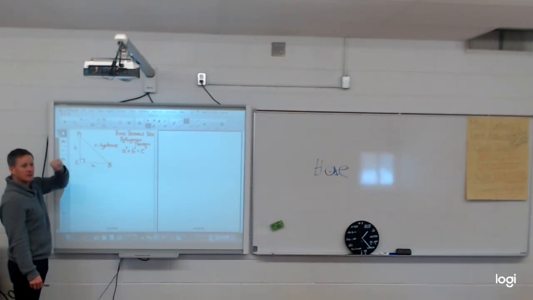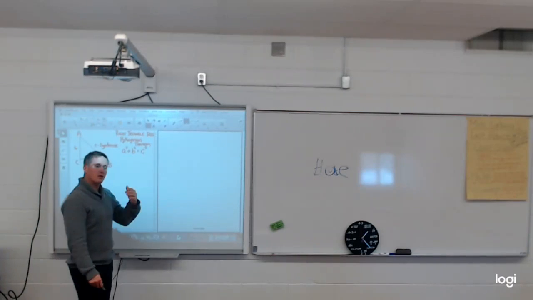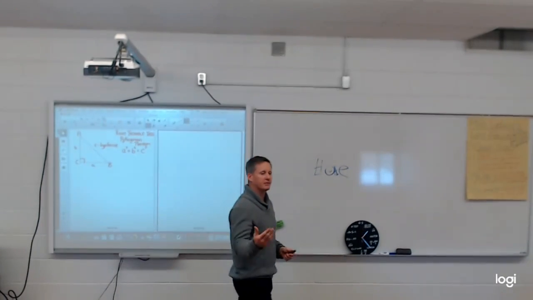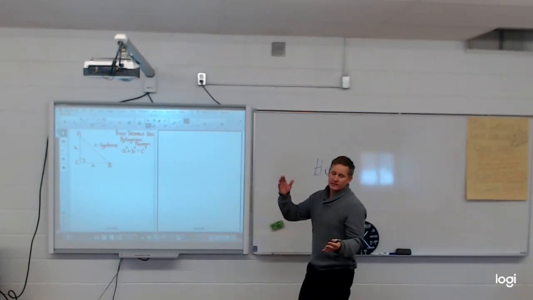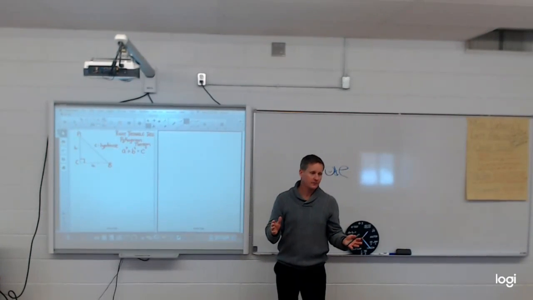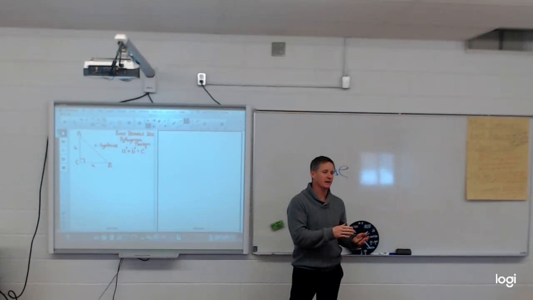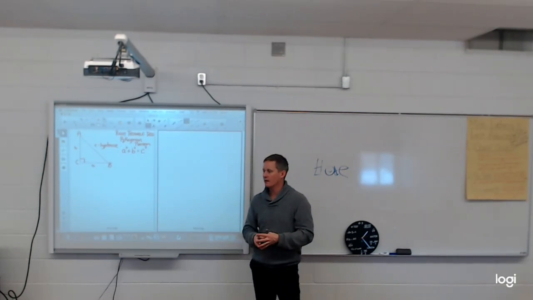Yeah, and A would get smaller. Okay? So, by increasing the length of the side, I can increase the size of the angle. Fair enough? And vice versa. If I decrease the length of the side, I decrease the amount of the angle.